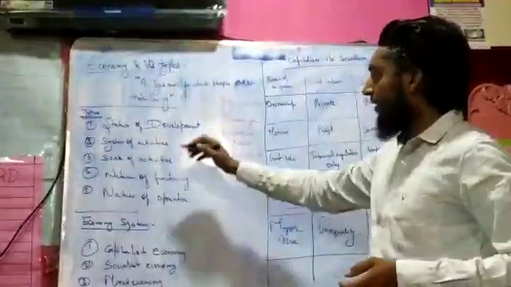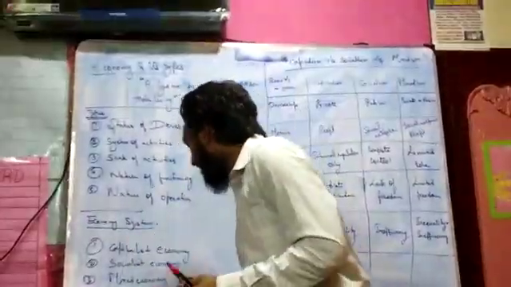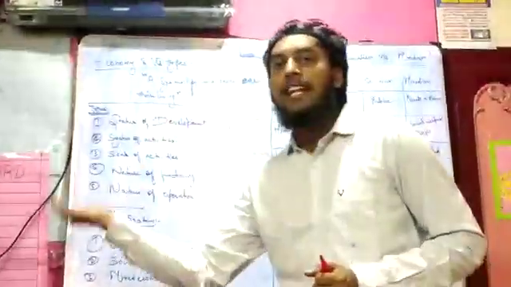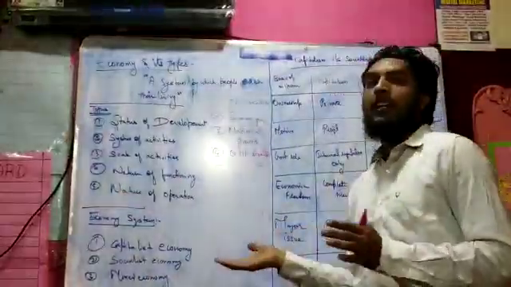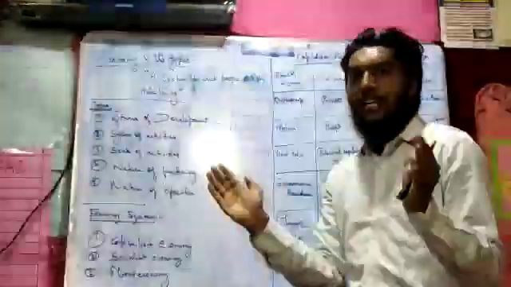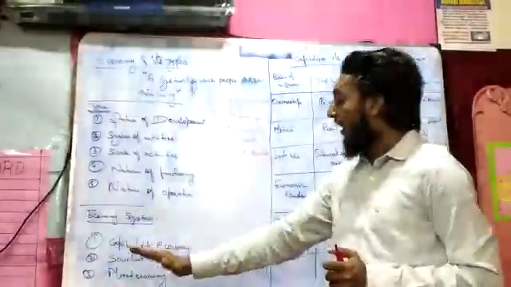Okay, after that, let's go to the economic system. We have three economic systems: capitalist economy, socialist economy, and mixed economy. Yesterday we saw about mixed economy. Mixed economy is a combination of private and public sector. When these two sectors join together, they form a mixed economy for the purpose of economic growth.